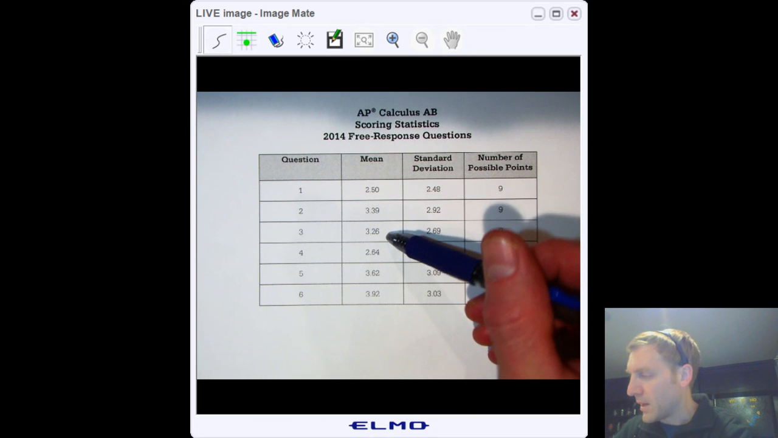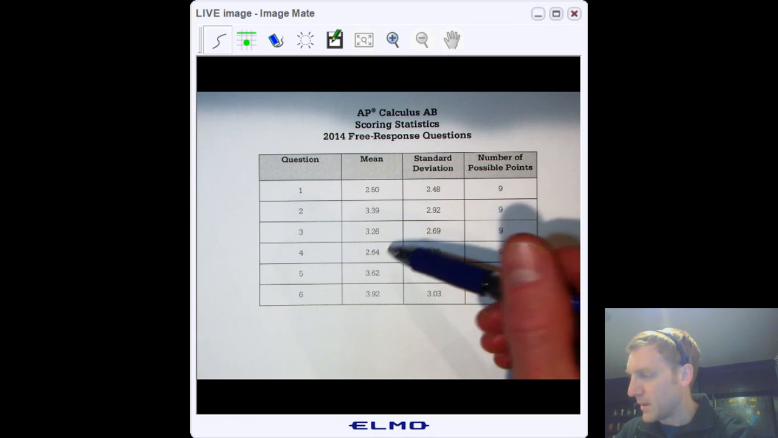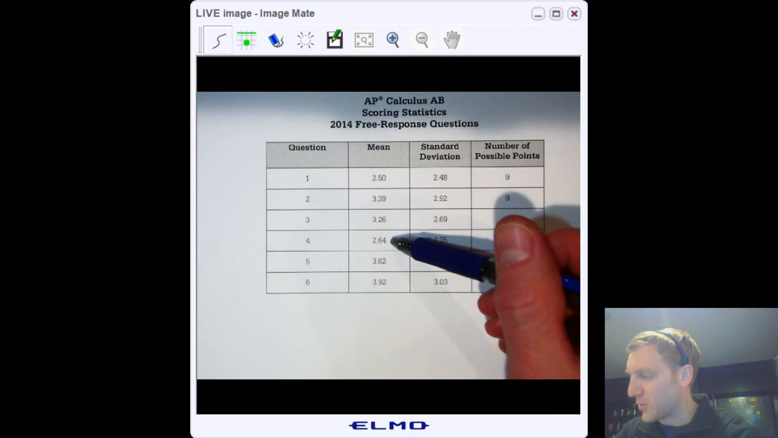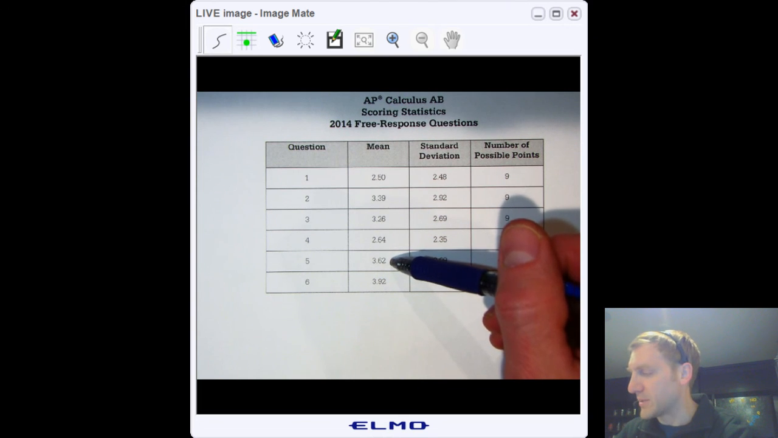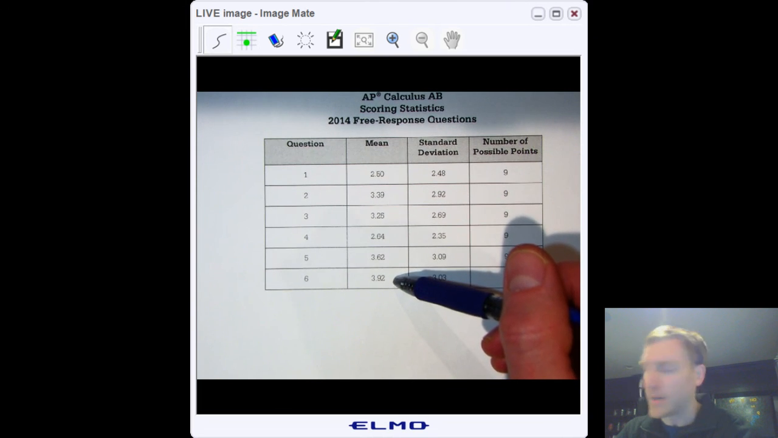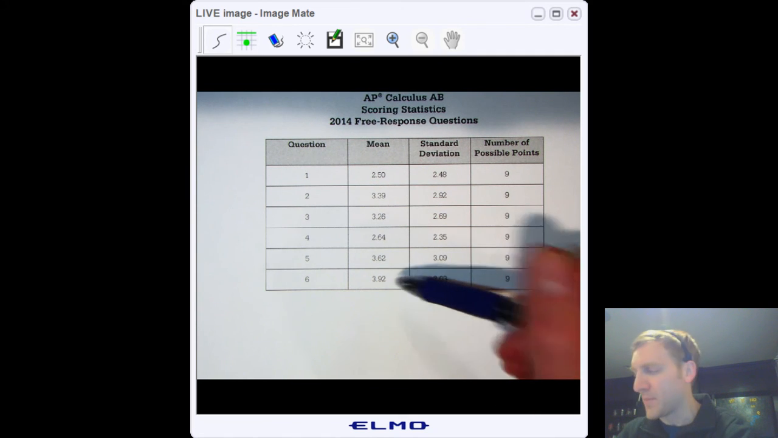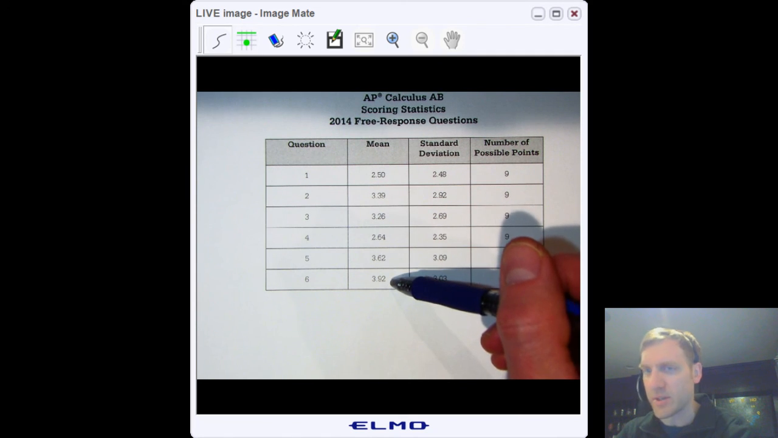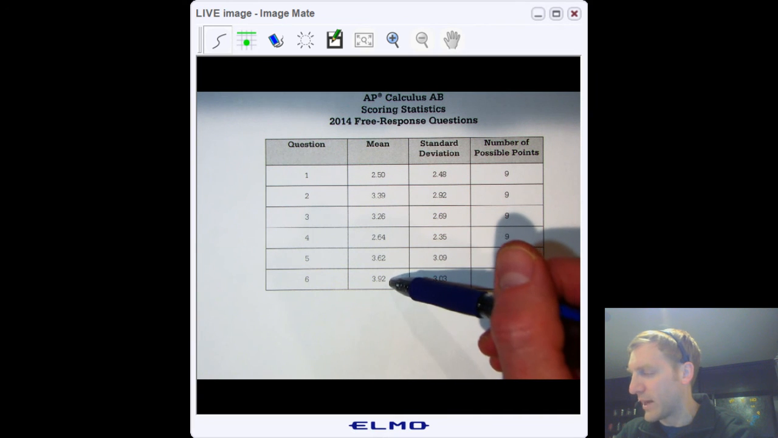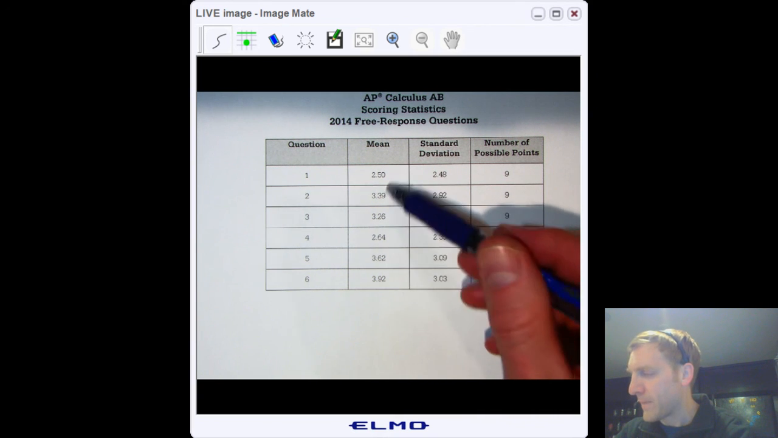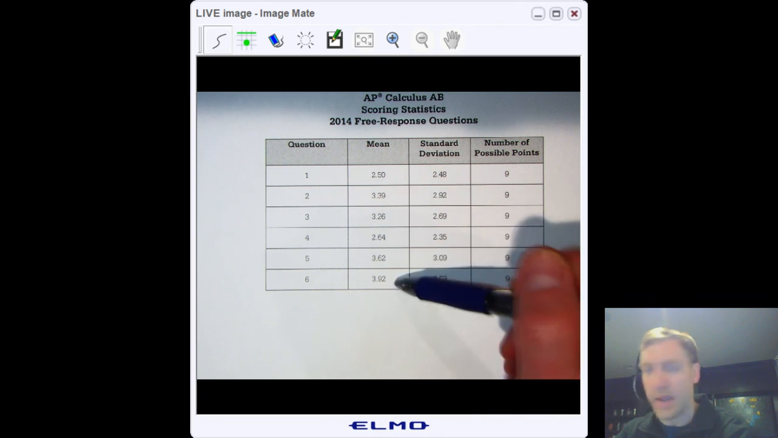Question 3, 3.26. Question 4, 2.64. Question 5, 3.62, and question 6, 3.92. That was the highest scoring one. The slope field was easy to draw, and those differential equations, there's always a couple easy points there. Okay, so that's always one of the higher scoring. But you can see here that the average is between 2.5 and 3.9.